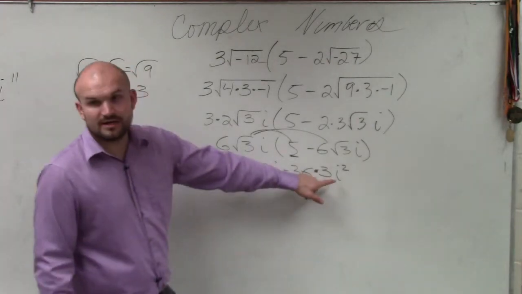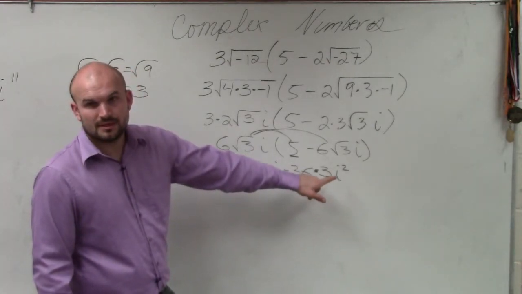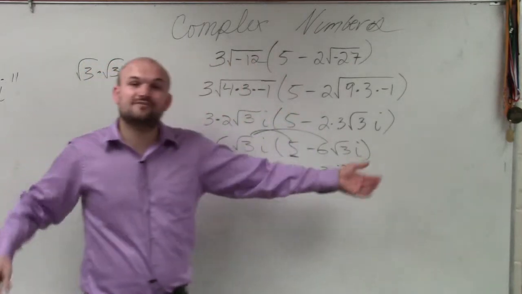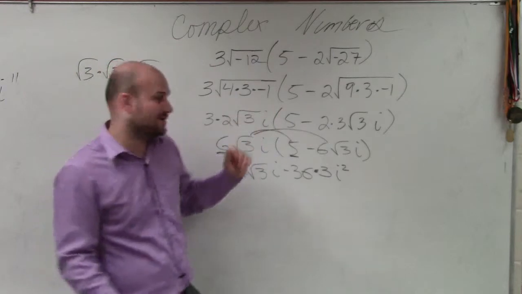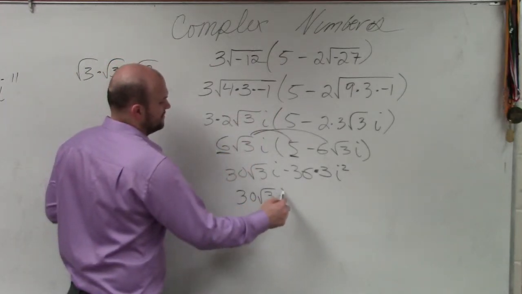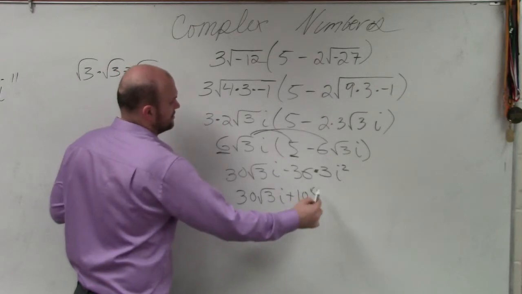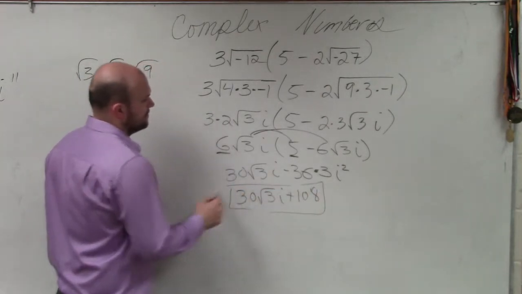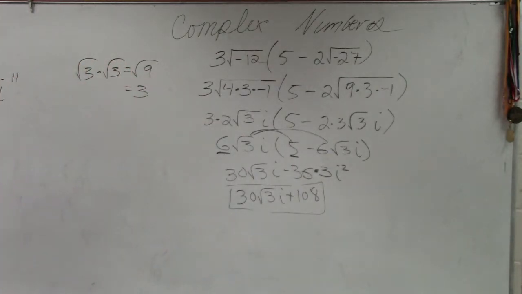And then i squared is equal to what? What's i squared equal to? -1. So -108 times -1 is now equal to positive 108. So the main important thing, guys, is to simplify your radicals so they're in terms of i.